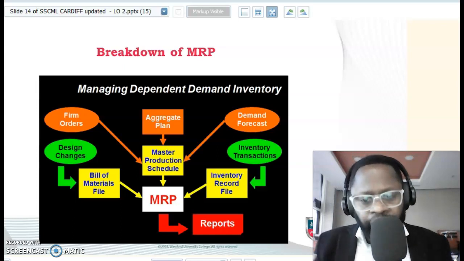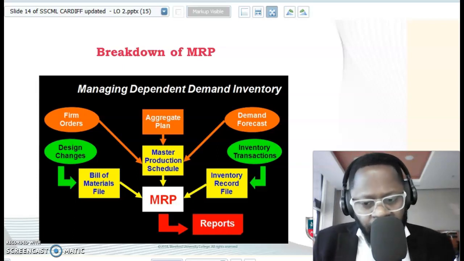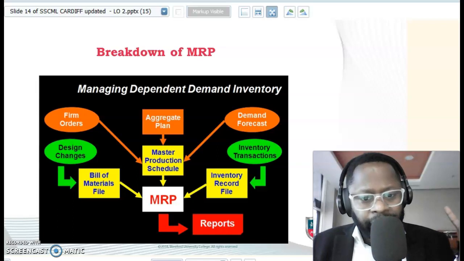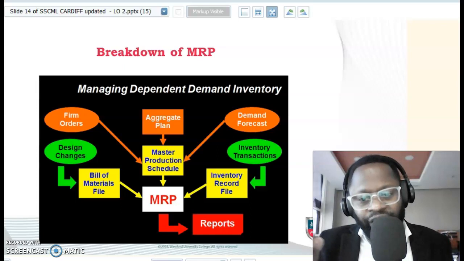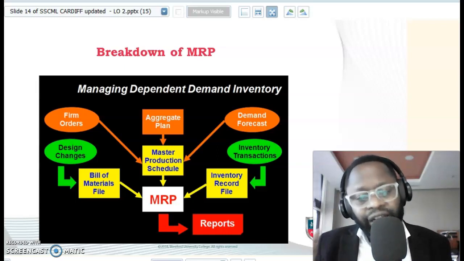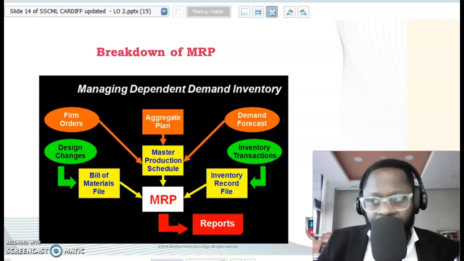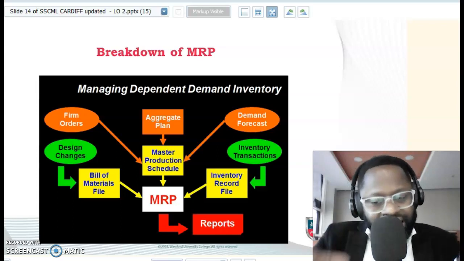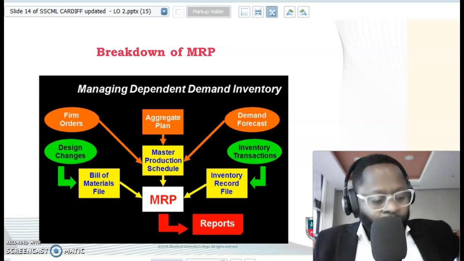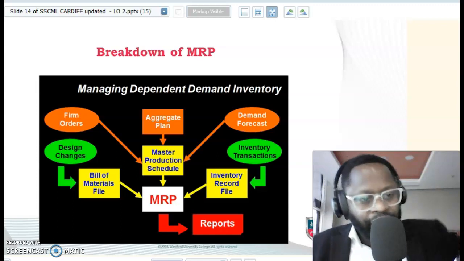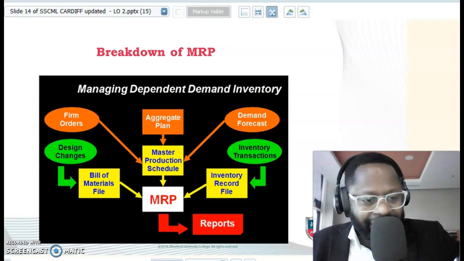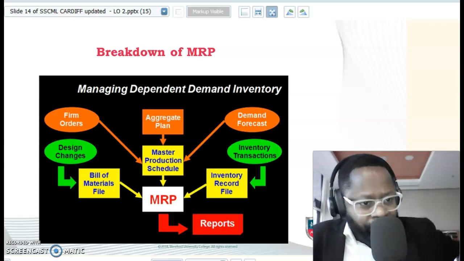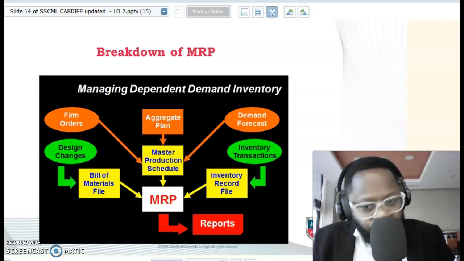MRP works with three buckets or three variables. One, the bill of materials. The other one, the master production schedule, and the other will be the inventory status file or the inventory record. So let's look at the airline industry. When you're manufacturing planes, you will have a bill of materials. Anything you manufacture, you will have a bill of materials. So you will know how many rivets you need, how many washers you need for each plane.